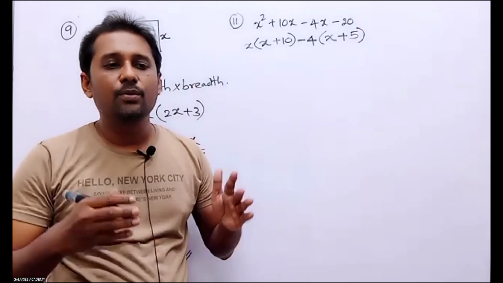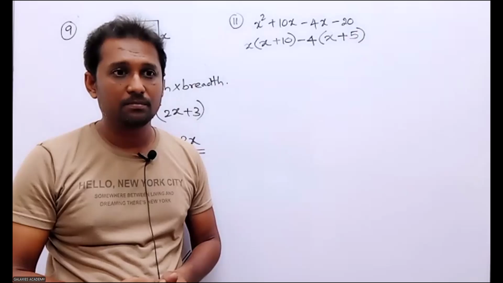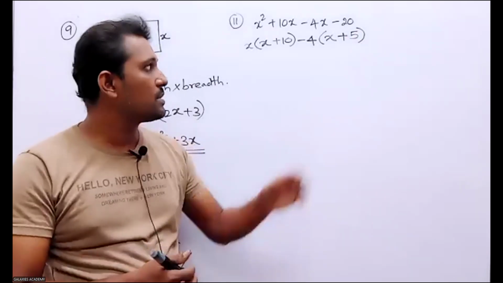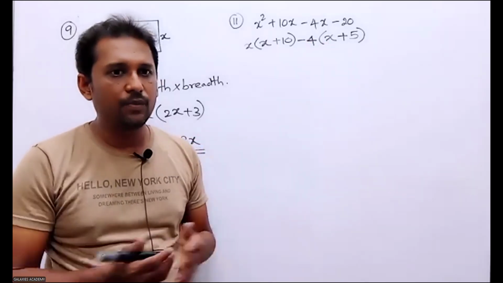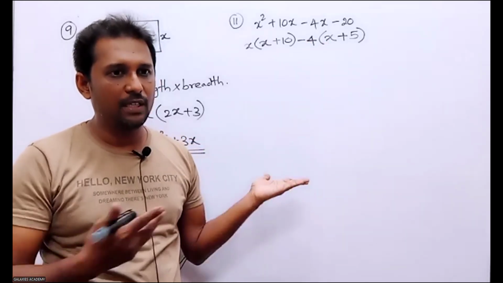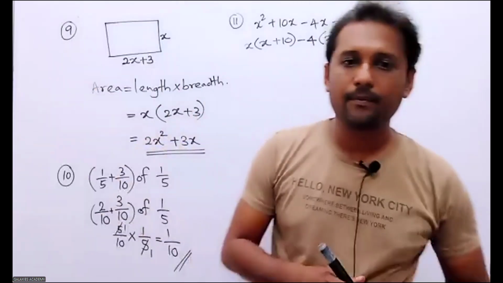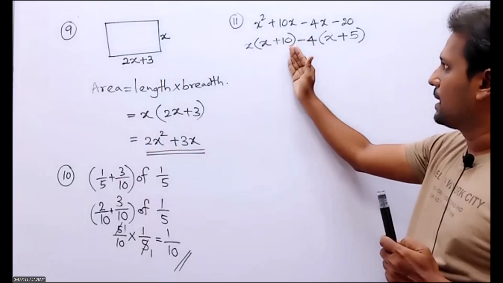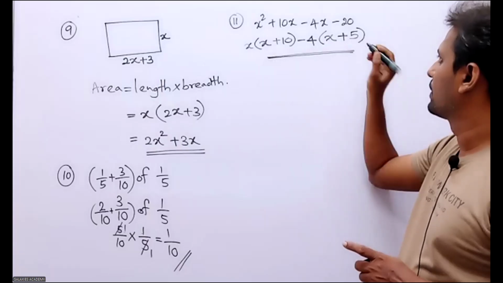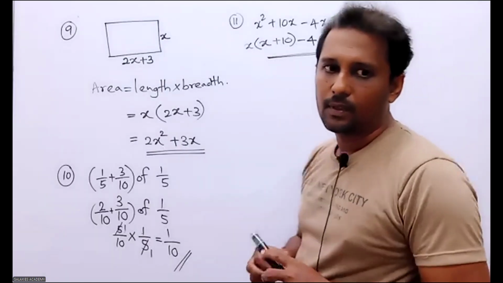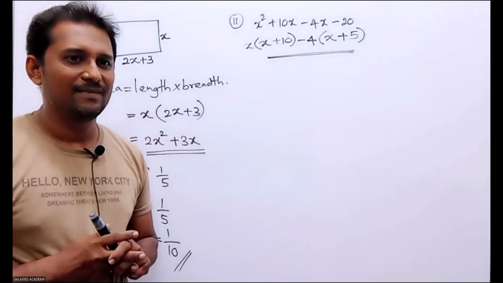Right. Can you simplify further this one? Can't, because inside the bracket the terms are not equal, so we can't do anything further from this step, right? So what is the answer? X bracket x plus 10 minus 4 bracket x plus 5, right? Is it okay?